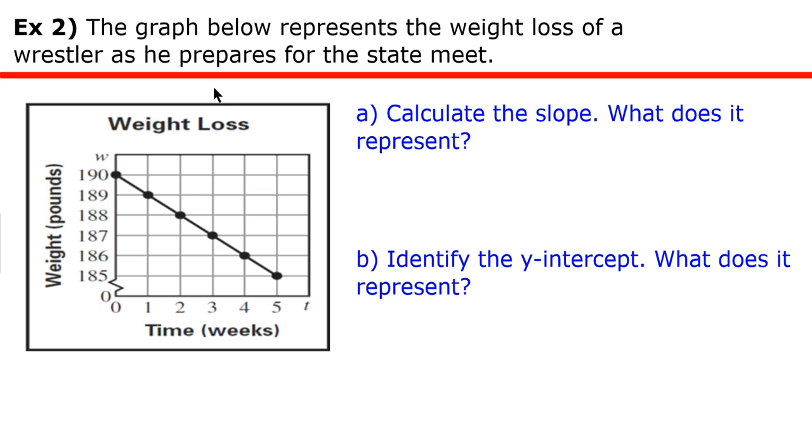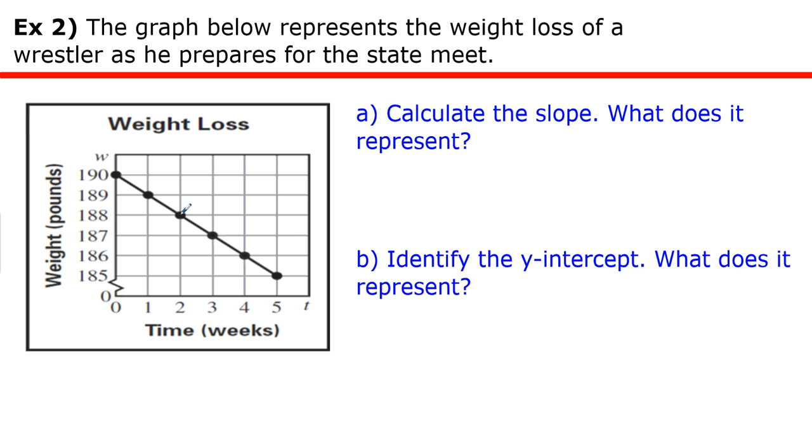Let's look at our next example. Here, the graph below represents the weight loss of a wrestler as he prepares for a state meet. So, they want us to first calculate the slope and what does it represent. So again, we got to calculate it and then write it in words. Well, we have values here. We can just go ahead and do it. Just pick any 2 points.